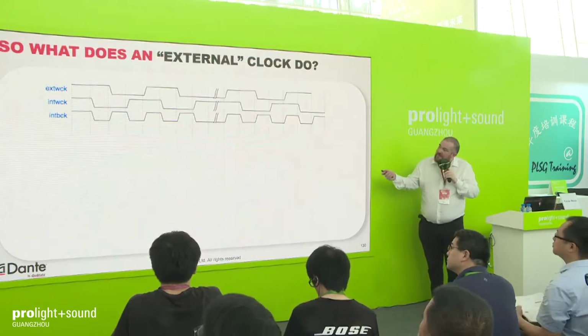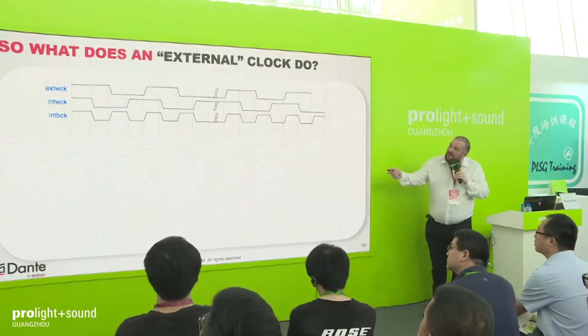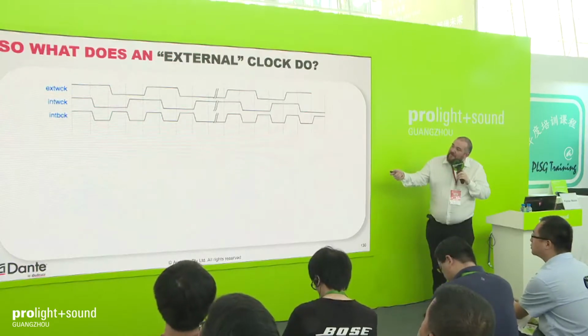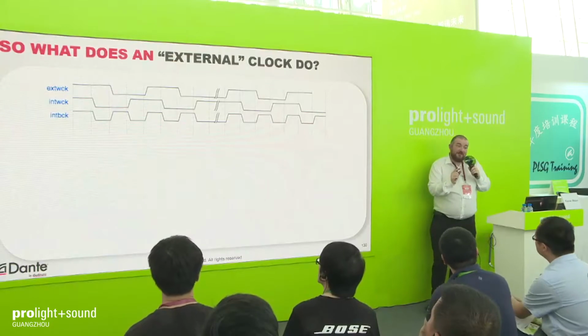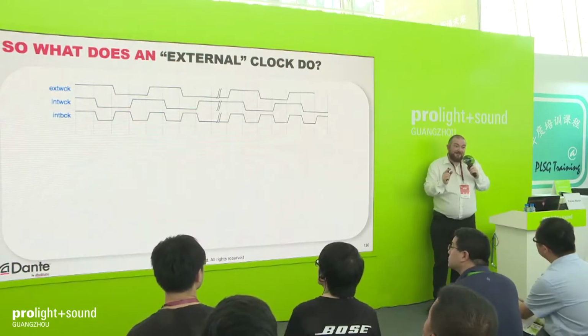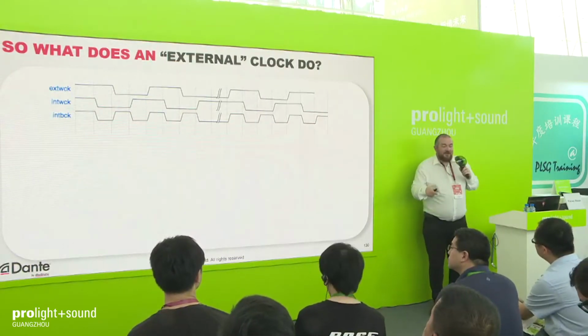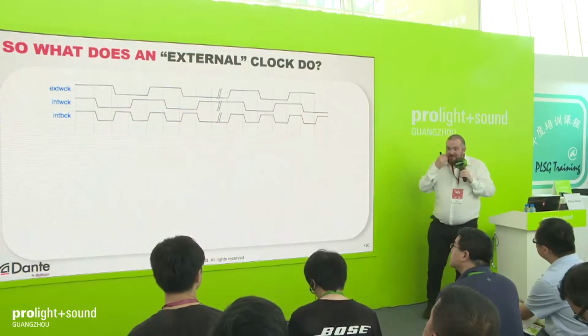So here we go. This is like the car in front. This is the back bumper, and I'm behind it, so I mustn't hit it. I need to get as close as possible to it without smashing it. So this is what an external word clock and what a phase lock loop does.